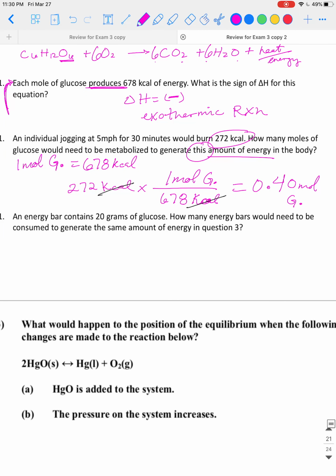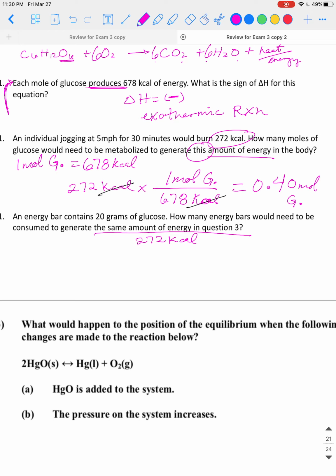Okay, moving on. Last problem. It says an energy bar. Lord, I need an energy bar right now. An energy bar contains 20 grams of glucose. How many energy bars would need to be consumed to generate the same amount of energy in question 3? The same amount. What is the amount of energy in question 3? It was 272 kcals.